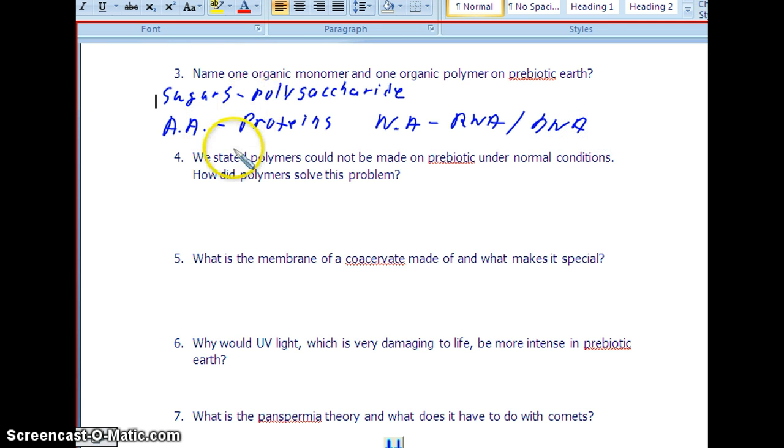We stated that polymers could not be made in prebiotic Earth under normal conditions because of the water available. So how do they solve this problem? Well, they solved it with protobionts. One we talked about is a microsphere. A microsphere is just a tiny bubble-like structure that can contain building blocks, or monomers, and these monomers could join to make the polymers since they're separated from the hostile high water environment.